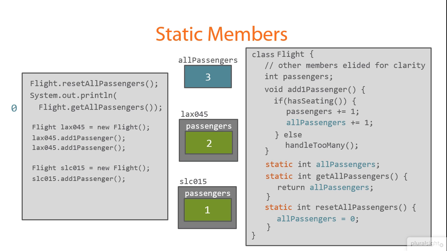And that's where the power of statics comes in. So now if I print out the value of get all passengers, I get 3. I'm not doing any extra work to keep this total value across all instances. Simply by declaring it as static gave me that ability.